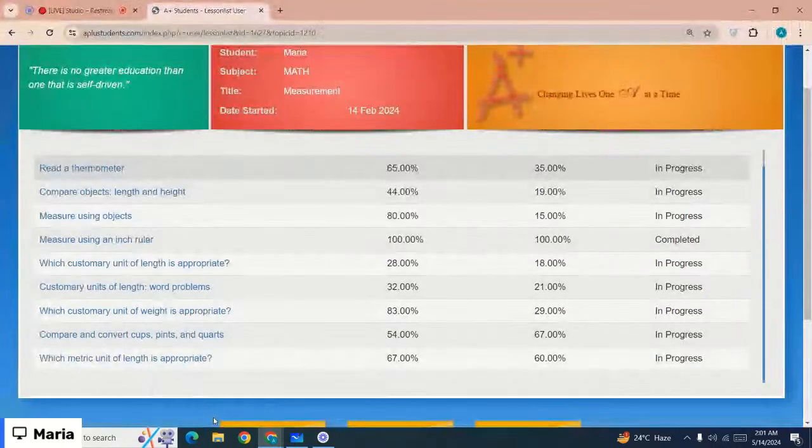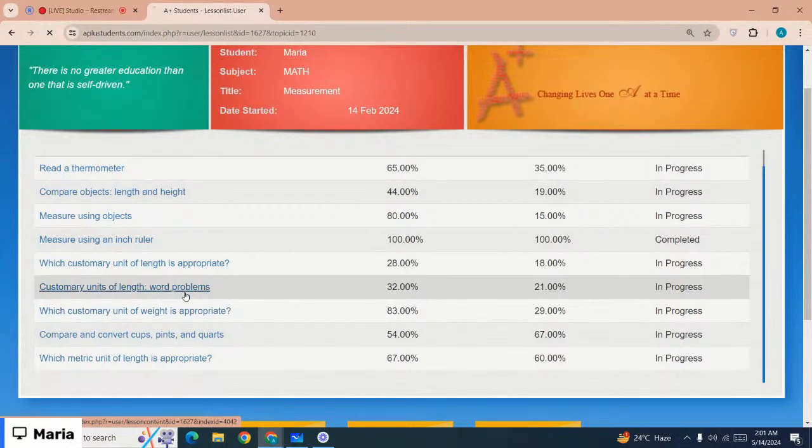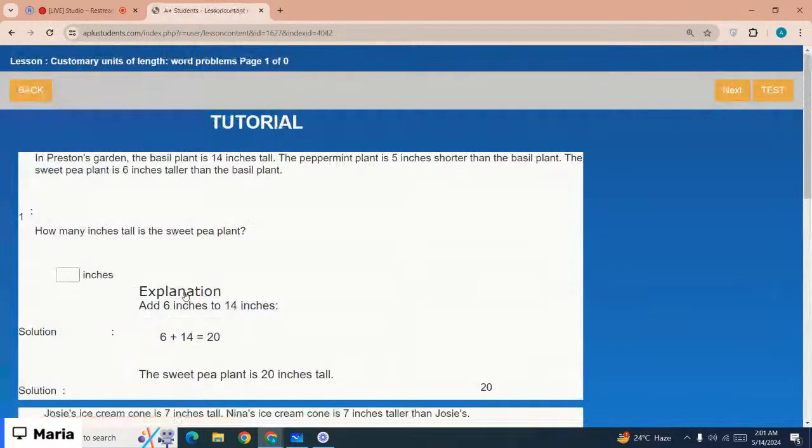So here I am on grade 1 math. We're going to start with the chapter measurement. Let's just start with the lesson, that is customary unit of length word problem. So let's just start with the lesson. Okay, so let's just start with the first example. Let me just read the question. So just listen to me carefully, right?